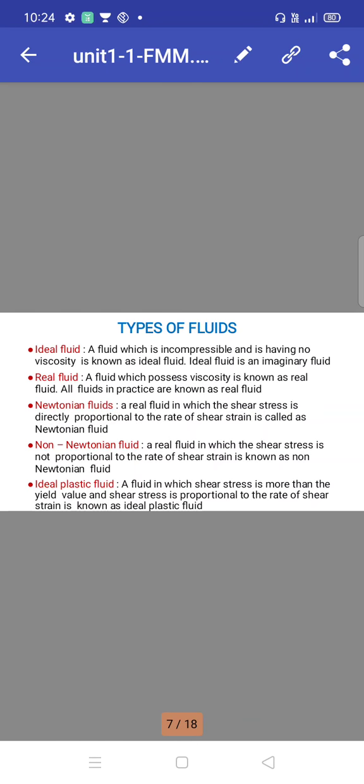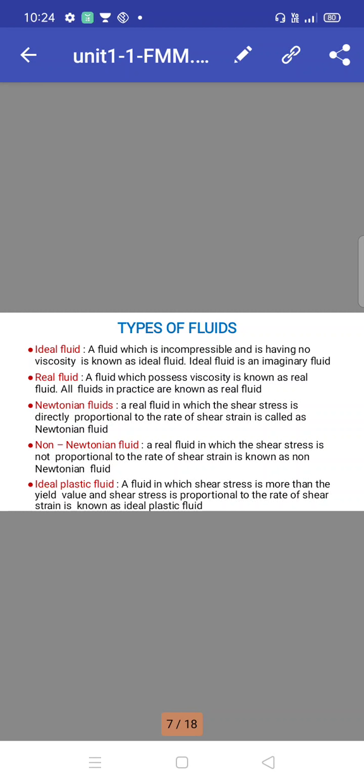Then what are the different kinds of fluids we can study or analyze in our fluid mechanics? The first one is ideal fluid. A fluid which is incompressible and has no viscosity is known as an ideal fluid. An ideal fluid is an imaginary fluid.